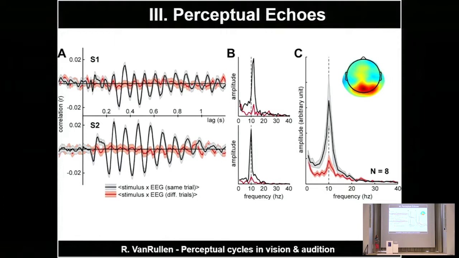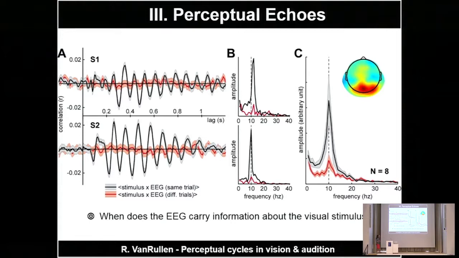So it's not enough to have, on the one hand, a white noise stimulus sequence, and on the other hand, an alpha oscillation. If you just cross-correlate the two, you'll get the red line. What you need is for this alpha oscillation to somehow lock to or respond to the particular stimulus sequence that you're showing on this trial. So in this instance, at least, the alpha that we're looking at is a true response to the stimulus. So going back to the original question, when does the EEG carry information about the visual stimulus?